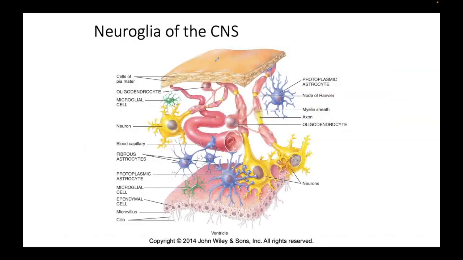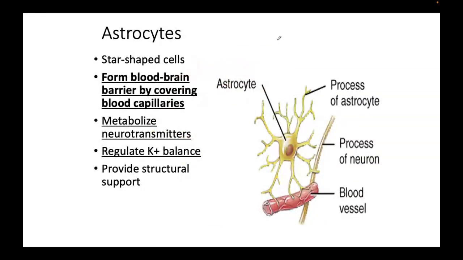So when we're looking at this picture, what you'll see is that we've got some neurons here. Here's another neuron. But then we'll see we have lots of supporting cells: oligodendrocyte, microglial cell, astrocyte, ependymal cells. We've talked about axons, we spoke about myelin sheath, we spoke about nodes of Ranvier. So let's take a look at some of these neuroglial cells and try to figure out what some of their primary functions are.